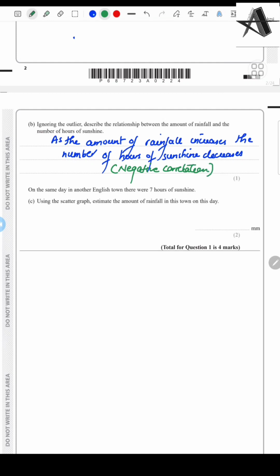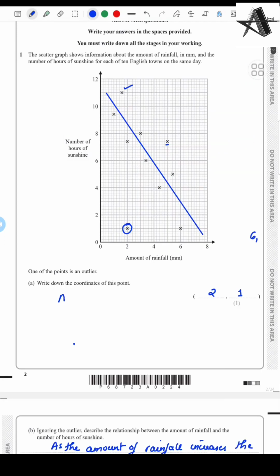On the same day, in another English town, there were 7 hours of sunshine. Using the scatter graph, estimate the amount of rainfall. It's given that there are 7 hours of sunshine. We have already drawn the line of best fit. 7 hours of sunshine, that means it's here.